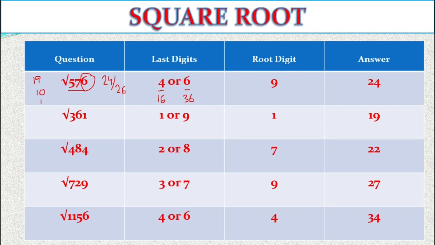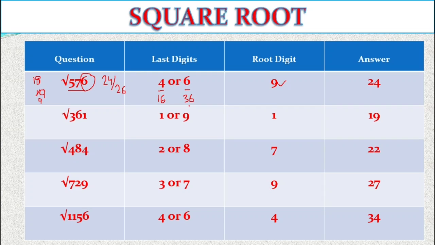Sorry, somewhere I have missed here. 13 plus 8 is 18, it's not 19, sorry. So it is 9, and the root digit is also 9. Okay, root digit is also 9. This is the root digit, whatever I got.